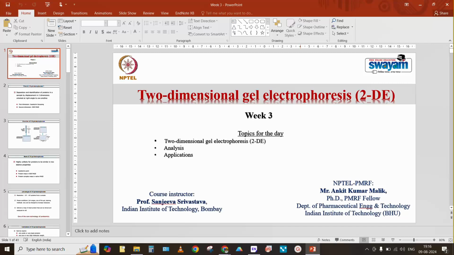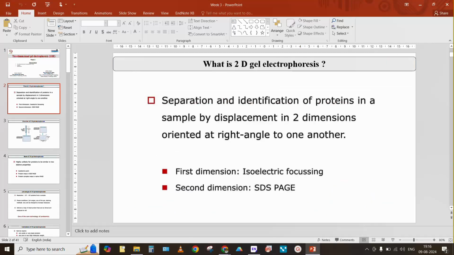So let's start from the introduction. What is 2D gel electrophoresis? 2D gel electrophoresis is a powerful analytical technique used to separate complex mixtures of proteins. It is commonly used in proteomics to analyze the protein content of cells, tissues or any organisms.